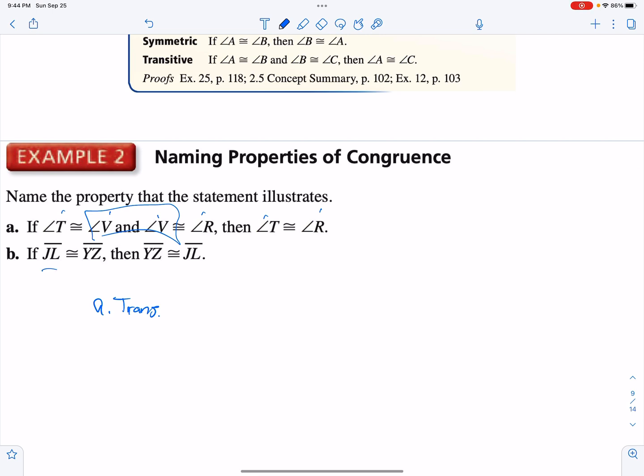Okay, B, JL is equal to YZ. YZ is equal to JL. They just flip-flopped. That would be the symmetric property of congruence. Okay, again, you can just put symmetric.